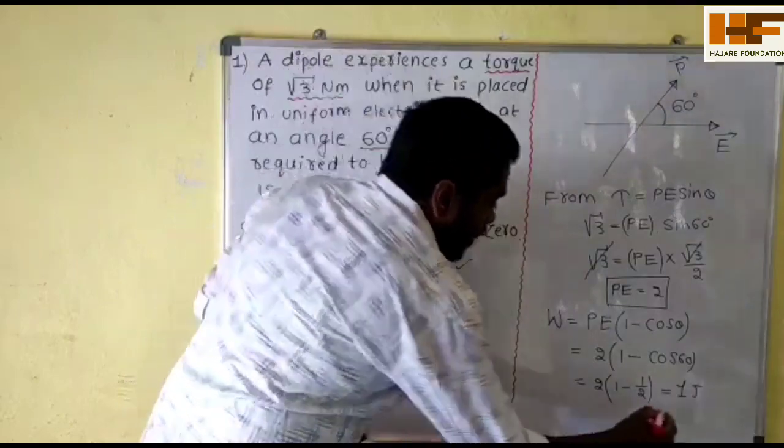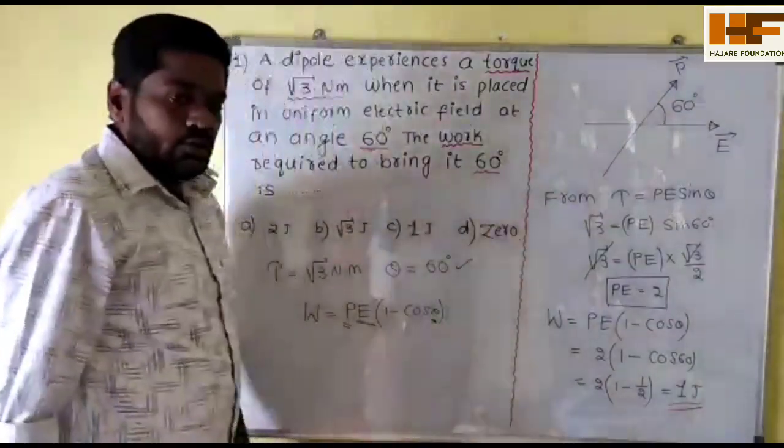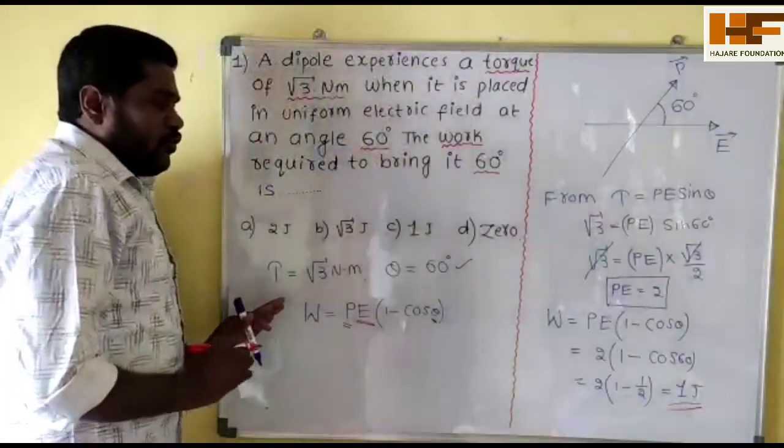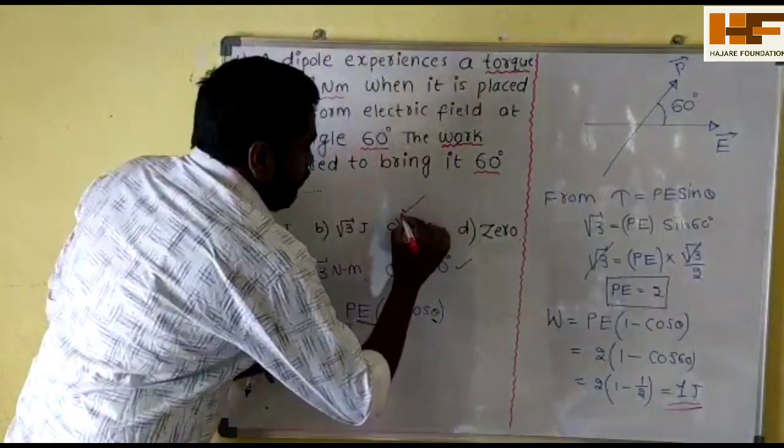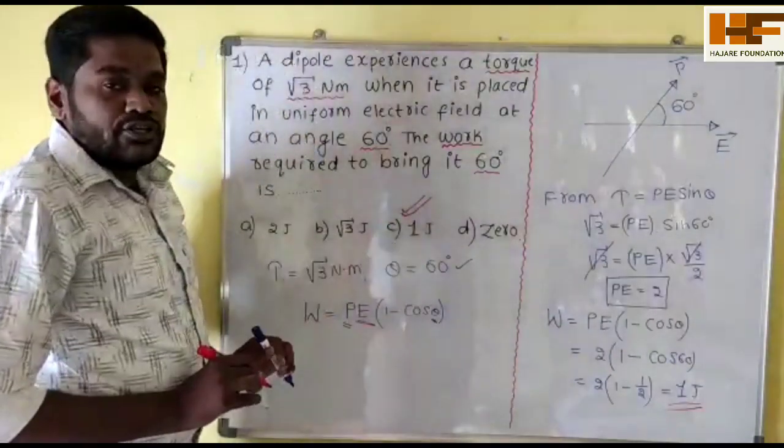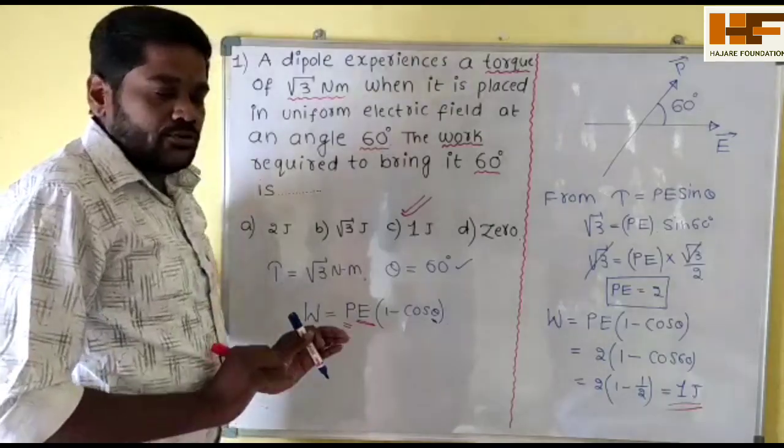Therefore, the work we got is equal to 1 joule. Out of the 4 options, which one is the correct answer? Option C is the correct answer for this question.